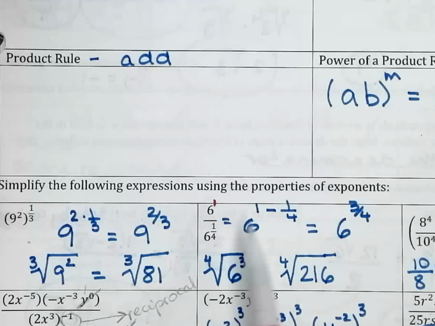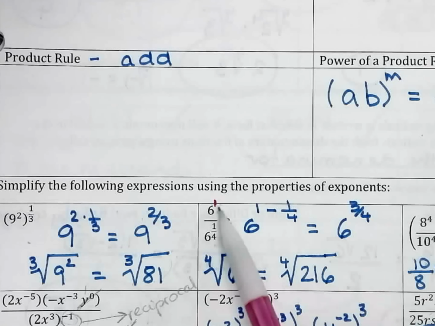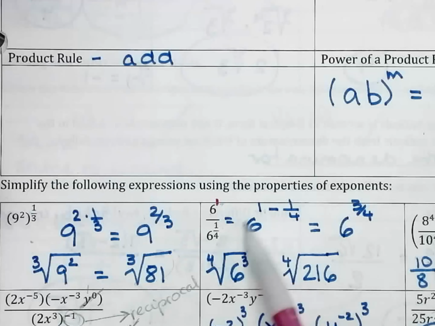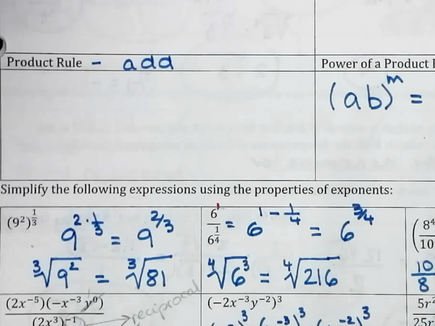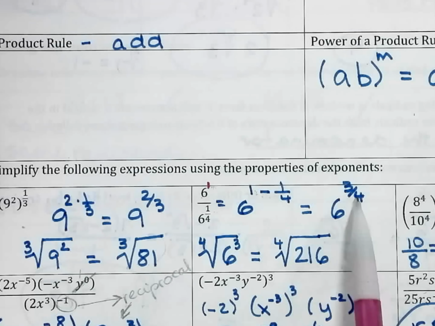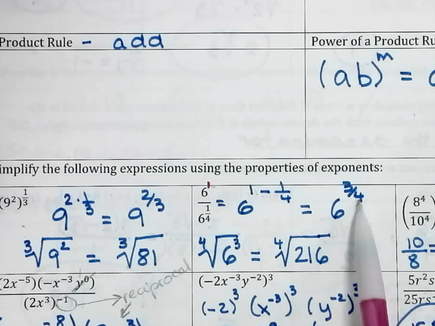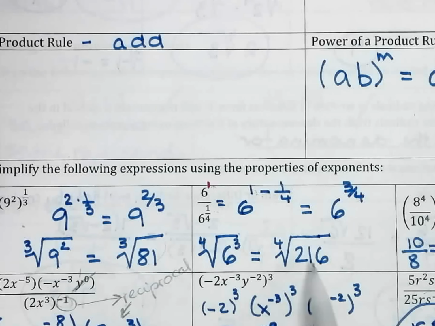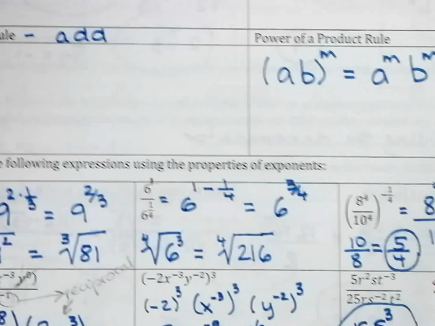The next question, I have 6 over 6 raised to the power of 1/4. Here we're going to apply the quotient rule, where you subtract the exponents. I have an invisible 1 here because I don't have an exponent on 6. That means the exponent is 1, so I subtract: 1 minus 1/4 is 3/4. Then rewrite this from the rational exponent to the radical. Numerator is the exponent, denominator is the index. 6 cubed is 216, 4th root of 216, the end.